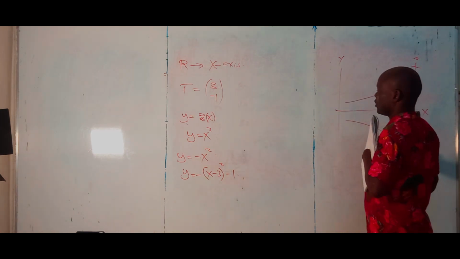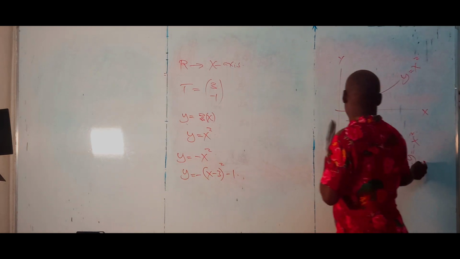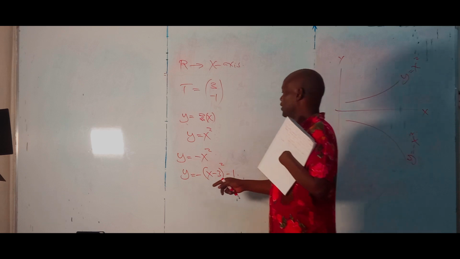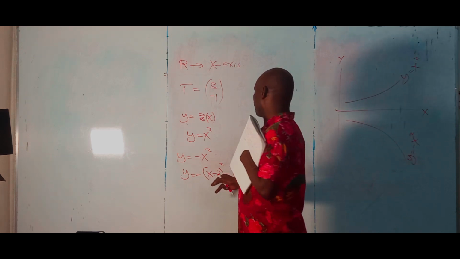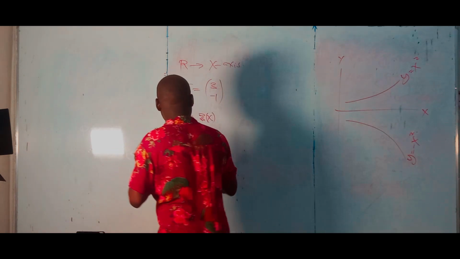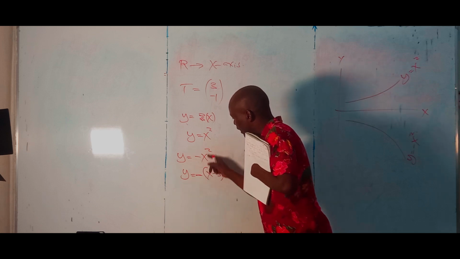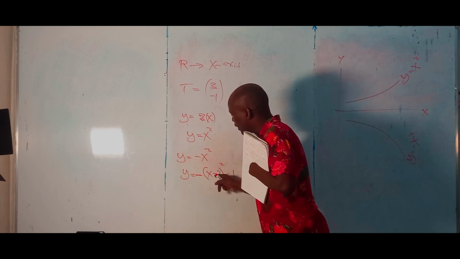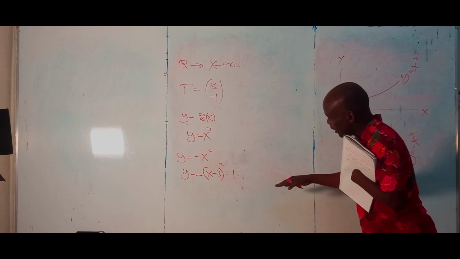So that translation has had the effect that now we have y equals minus x squared. So the y, in this case, the minus just remains, but it should be x squared, and now we are subtracting 3 from it. So we put it down, because it's lower.